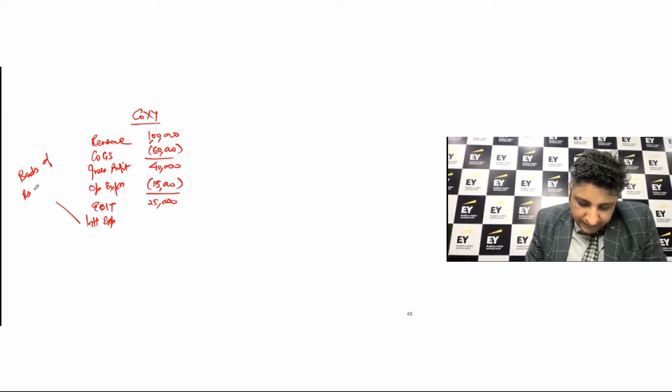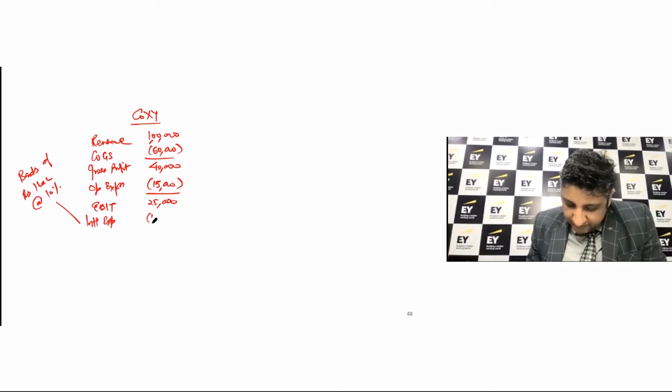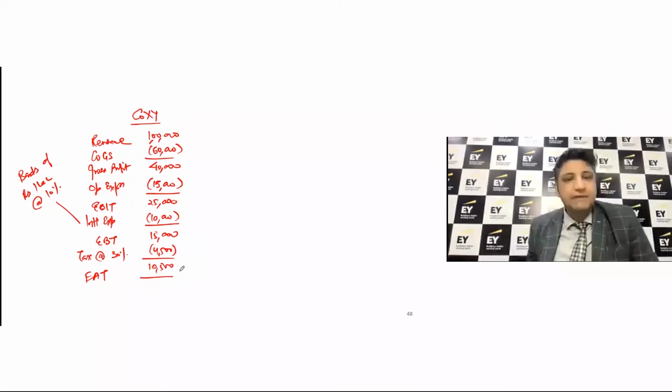And let's say there is an interest expense, which is on bonds of rupees 1 lakh at, let's say, 10%, right? So that becomes, of course, 10,000. That gives an EBT, or earning before tax, of 15,000. And let's say the tax we measure at 30%, right? Now this would be 4,500, and my profit after tax or earnings after tax would be 10,500. This is a normal statement of profit or loss.